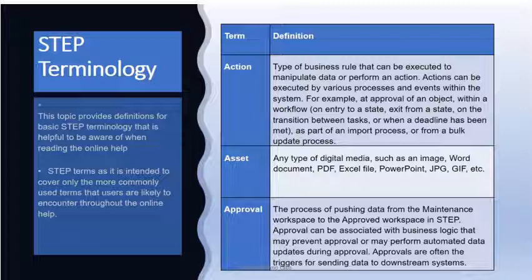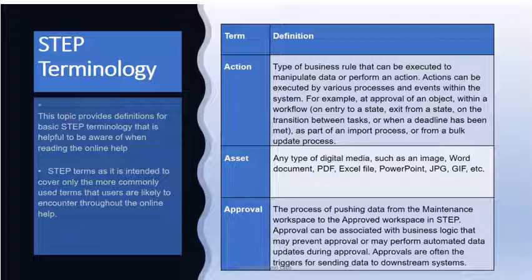Let's take a look at the first term, action. Basically, an action is a kind of business rule that can be executed, manipulated, and perform an action. Generally, the business rules are written in JavaScript in STIBO, so we can test and validate any action. We can define an action from the STIBO STEP API, then execute and create an action on this. So this is the action.